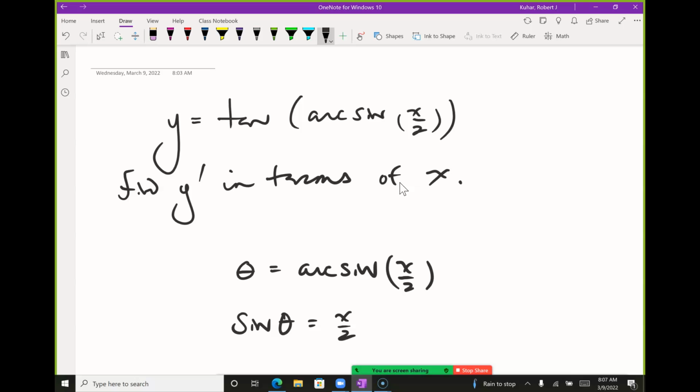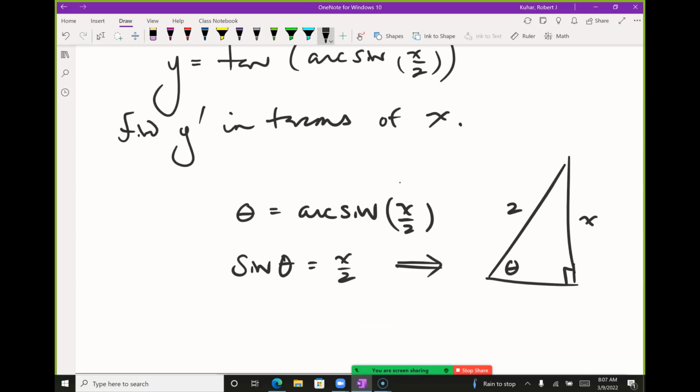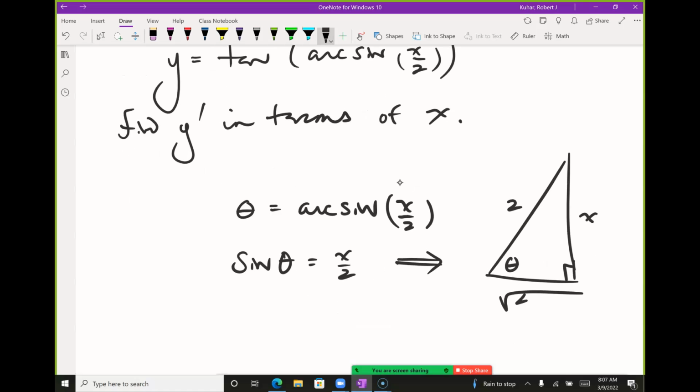And that's giving me my right triangle, right? That will tell me my right triangle because now all of a sudden I have a ratio. So sine is opposite over hypotenuse, and the remaining side will come from the Pythagorean theorem, square root of 4 minus x squared. Is everybody okay here?